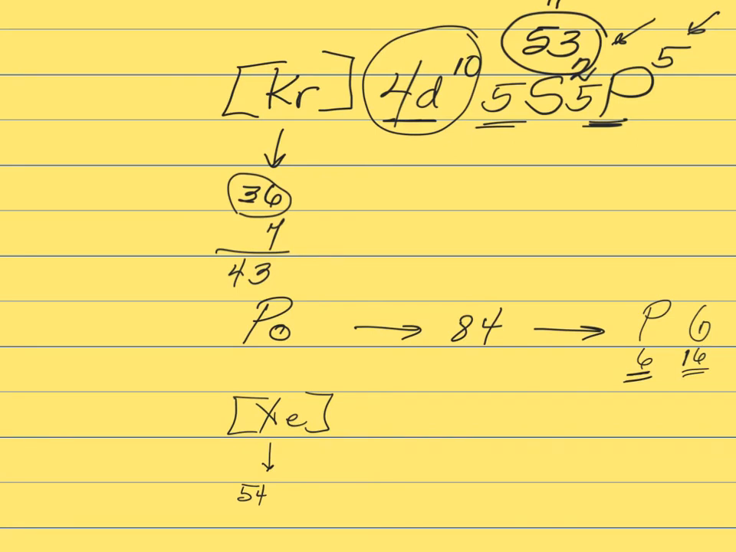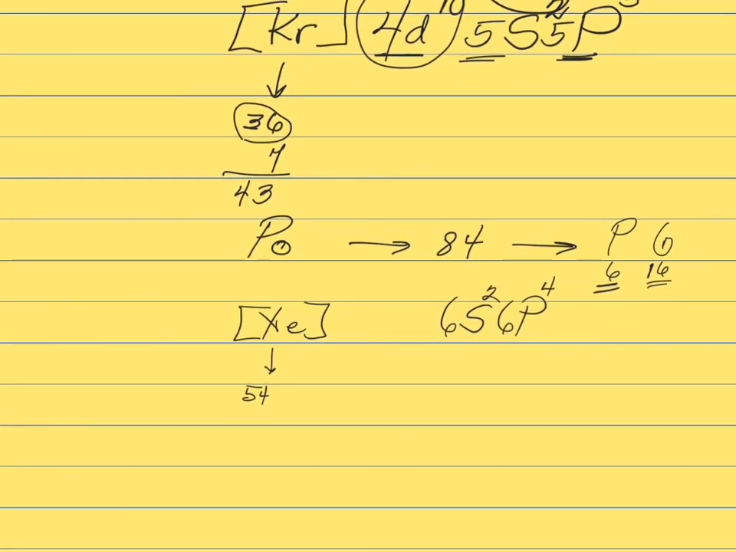Now, polonium is in group 16, sp, period 6, 2, 4. I have 6 in here. And when you add that, what do you get? 60. Is 60 the atomic number of polonium? No, it's 84. So I need 24 more electrons.